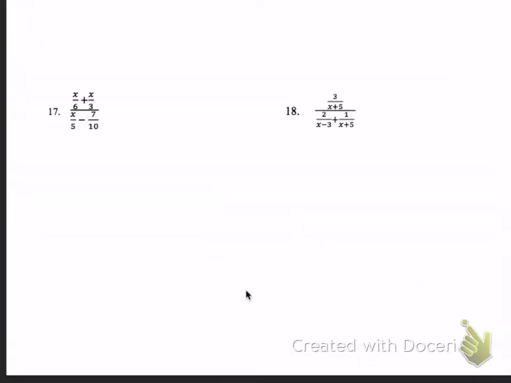In number 17, I have 4 different denominators. I have a 6, I have a 3, I have a 5, and I have a 10. So what do they all have in common? All of them? Yeah, so 6, 3, 5, and 10. They could all be divisible by what number? 30. So my least common denominator would have to be 30. So I'm going to take the top and the bottom, and multiply it by 30 over 30. Okay, so then I'm going to distribute that to the numerators.